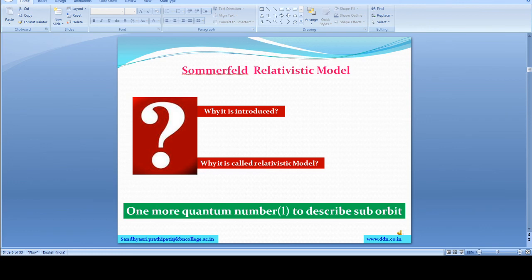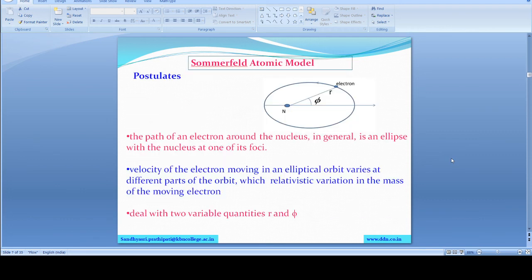His concept is one more quantum number L is required to describe suborbit. Sommerfeld atomic model. First of all, we will go to the postulates of his atomic model. The path of an electron around the nucleus in general is an ellipse with a nucleus at one of its foci. What does it mean? The electron revolves around the nucleus in an elliptical orbit. What may be the position of nucleus? It is at one of its foci.